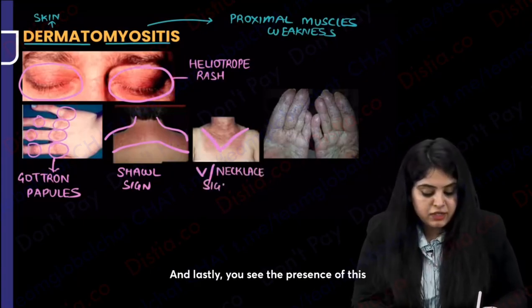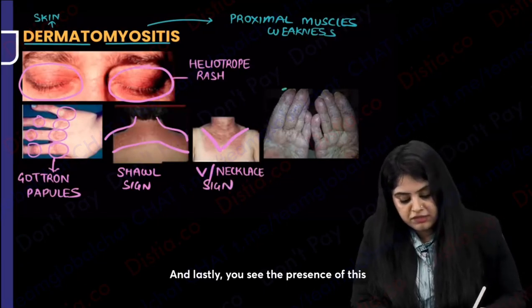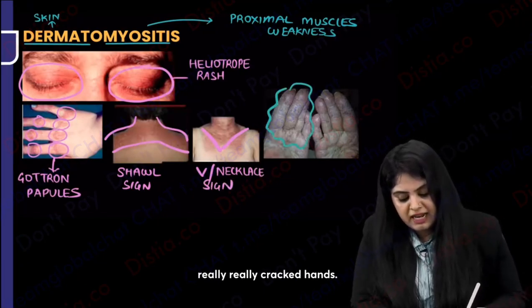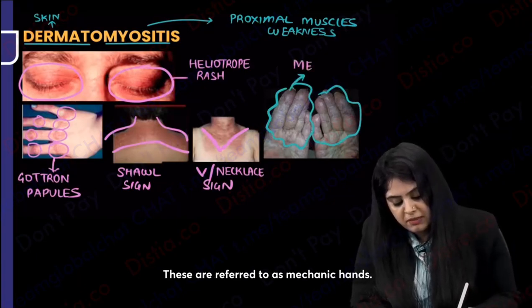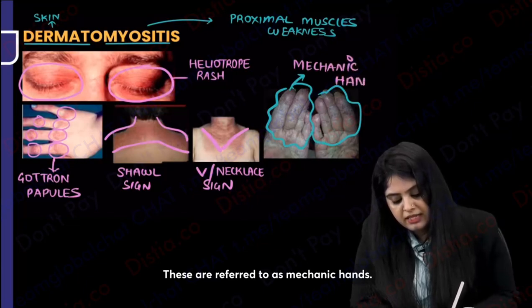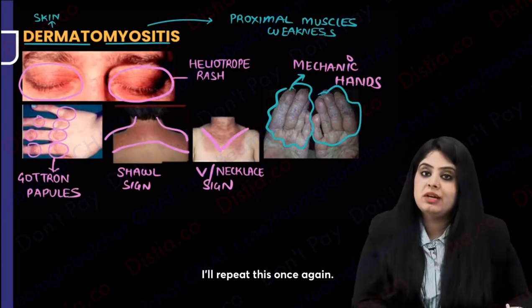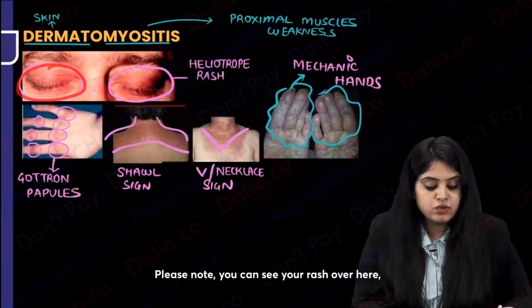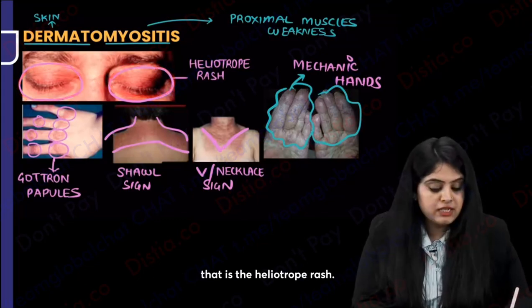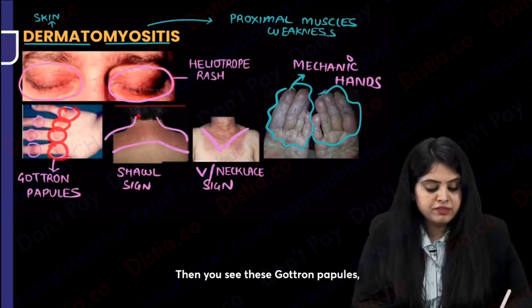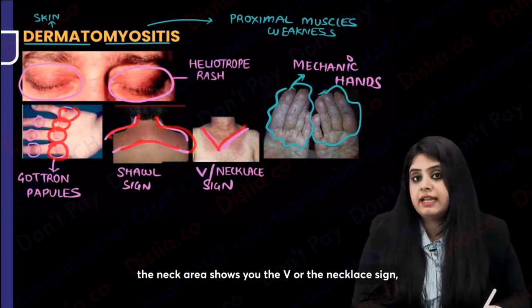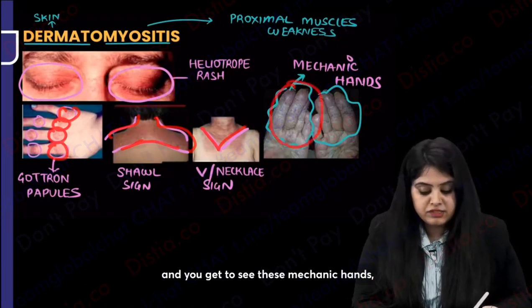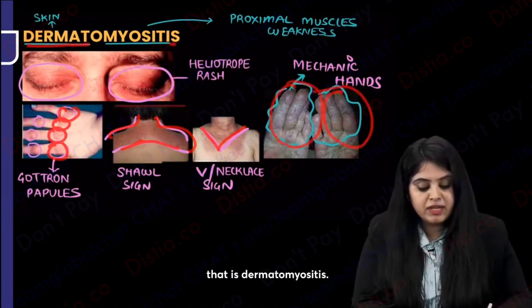And lastly, you see the presence of really cracked hands. What are these cracked hands known as? These are referred to as mechanic hands. I'll repeat this once again. Please note, you can see a rash over here, that is the heliotrope rash. Then you see these Gottron papules. The shawl area shows you the shawl sign. The neck area shows you the V or the necklace sign. And you get to see these mechanic hands. That is dermatomyositis.